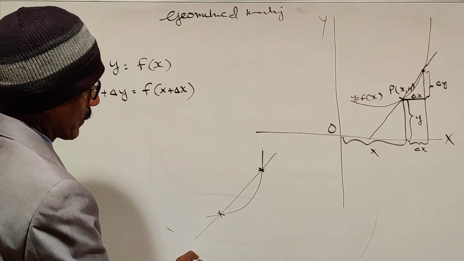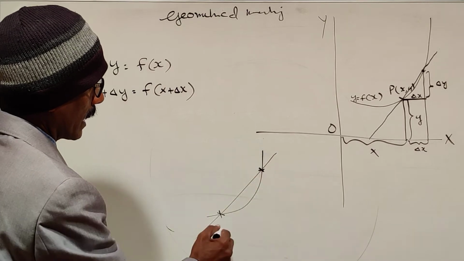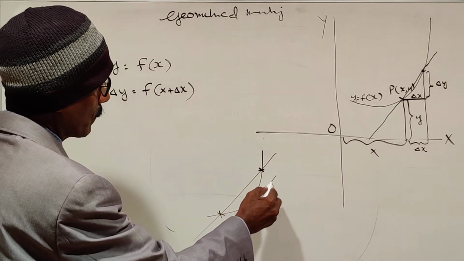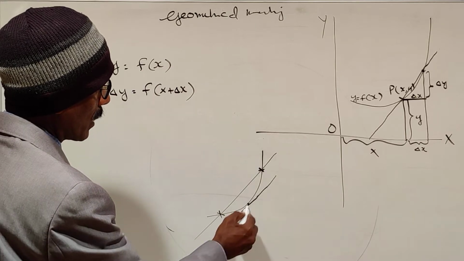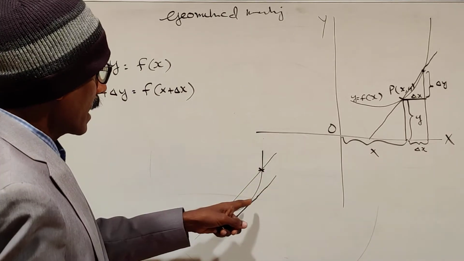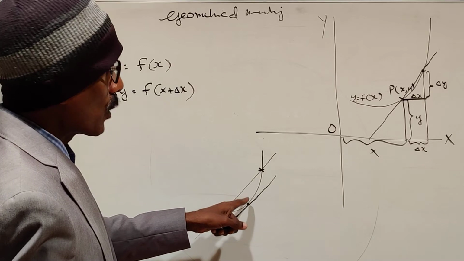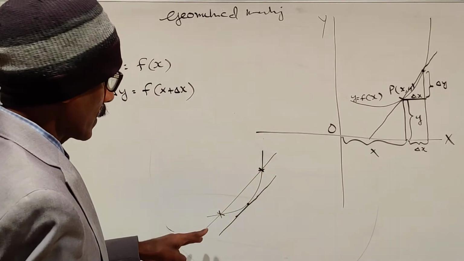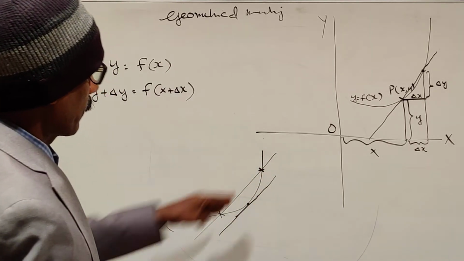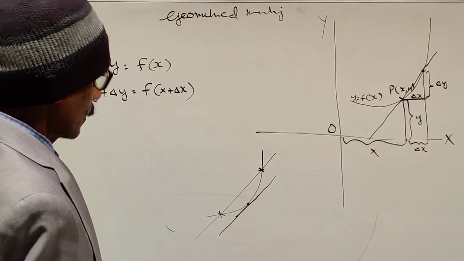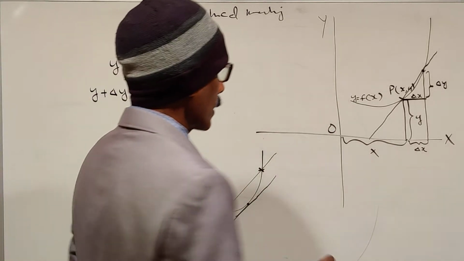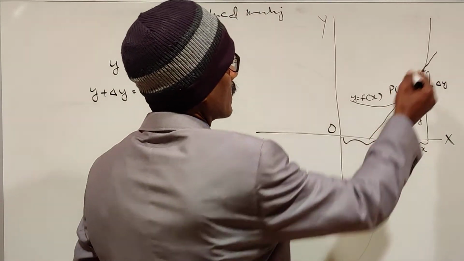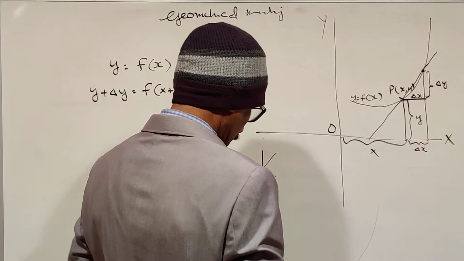So that is the secant line. What is a tangent line? A tangent line touches the curve at only 1 point. A secant line passes through 2 points; it cuts or passes through the curve. So the secant line has 2 points and the tangent line only 1 point. Okay, so this one is the secant line.